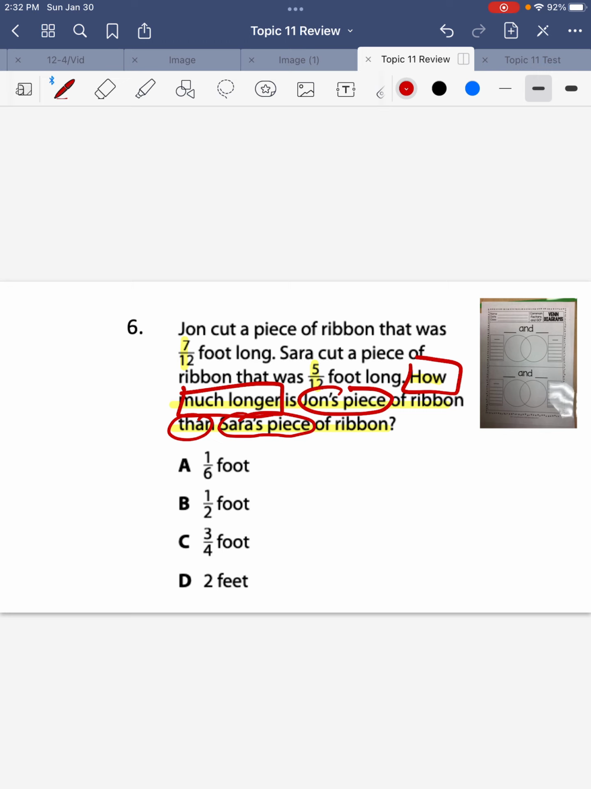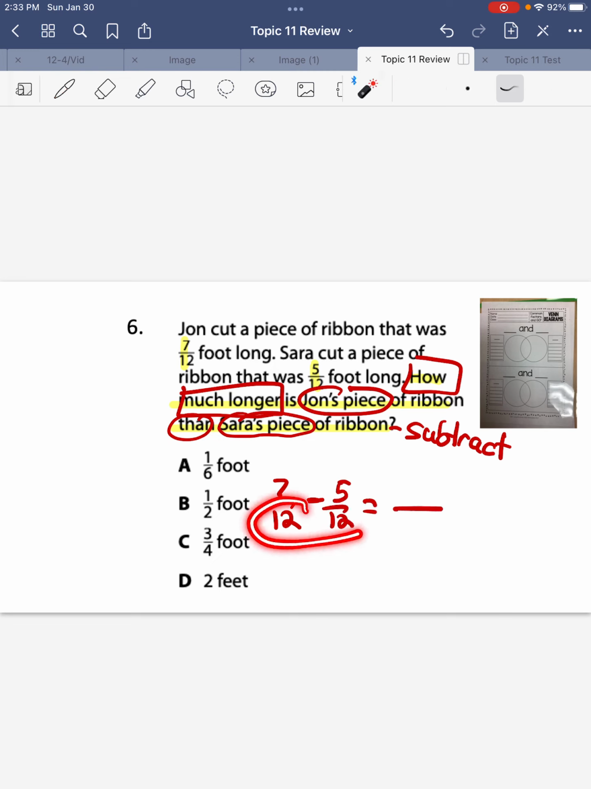So we see here they have the word than, and they are comparing two people, John's ribbon and Sarah's ribbon. Okay, if they're comparing two things and they have the word than, we are going to subtract. Okay, I want to know how much longer is John's piece of ribbon than Sarah's piece of ribbon. I'm comparing both the ribbons. I need to find out which one is longer. I'm going to subtract. So I have 7 over 12 minus 5 over 12. Okay, remember my denominator, the 12, is going to stay the same.